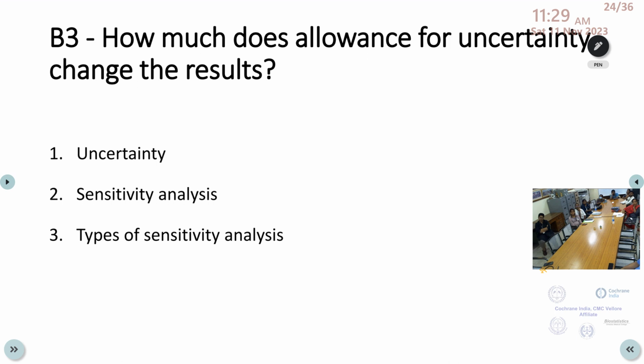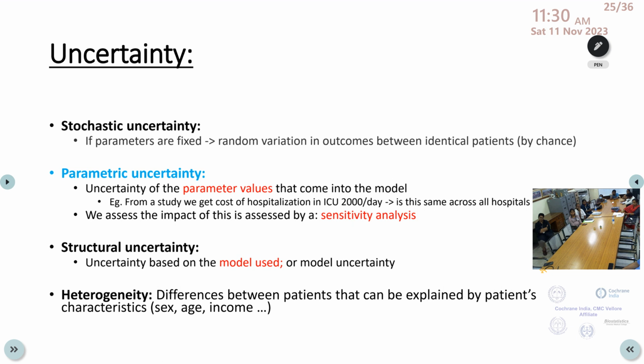This is as important as the overall result which we got as of now, showing low molecular weight heparin is better than unfractionated heparin. So now I'll talk about these three terms and then come to what the study's result is. One is uncertainty, sensitivity analysis, and the types of sensitivity analysis. Uncertainty just means how certain are we of the results. Most studies look at parametric uncertainty, and that's what they analyze with the sensitivity analysis.